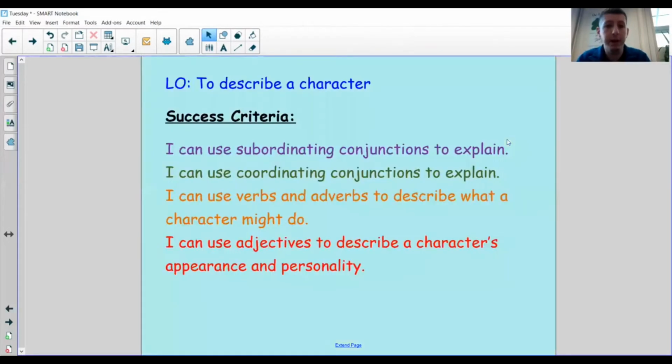Now, today, for the main part of our lesson, we're going to see if we can describe a character from a story. Now, we started reading the story of Adelita yesterday, and we're going to be continuing to look at that story in this lesson and for the rest of the week.